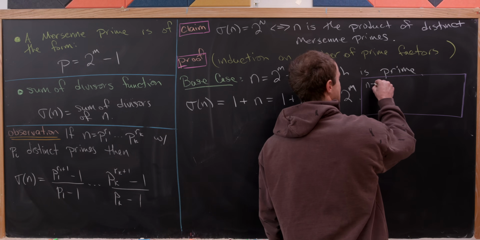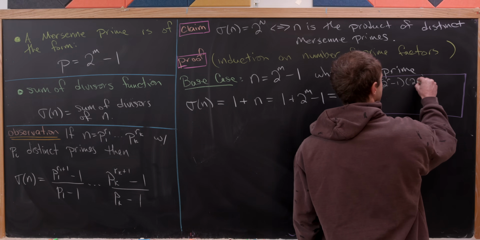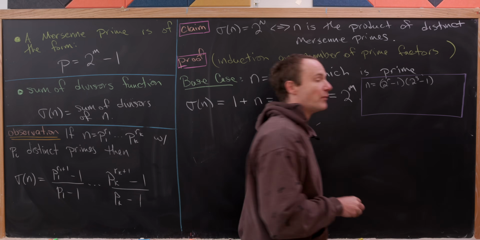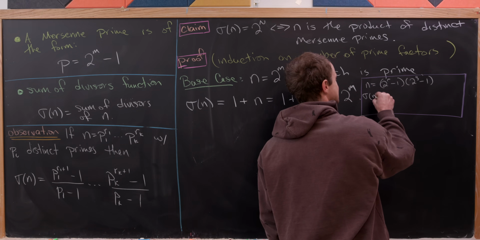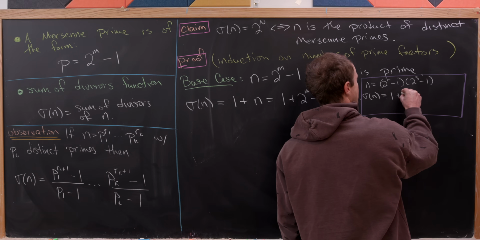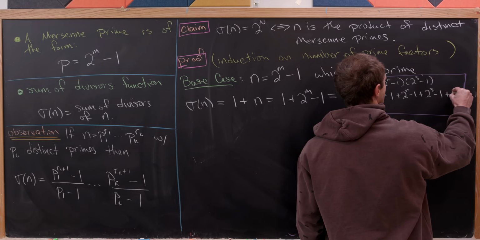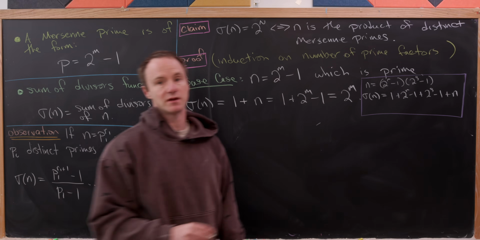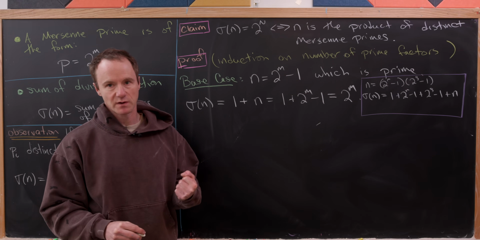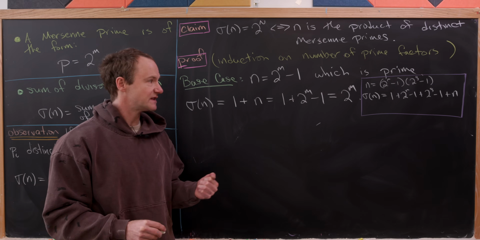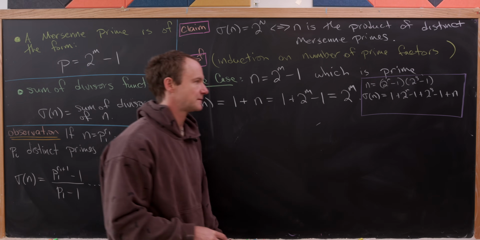So let's say that n is equal to 2 to the r minus 1 times 2 to the s minus 1, both of which are prime. But notice that that means that sigma of n is going to be 1 plus 2 to the r minus 1 plus 2 to the s minus 1, and then plus itself. So it's going to be 1, that's one of the divisors. 2 to the r minus 1 is one of the prime divisors, and 2 to the s minus 1 is the other prime divisor, and then you've got n, which divides itself.